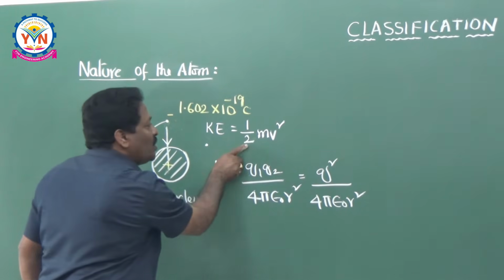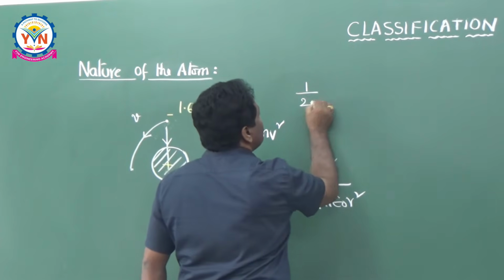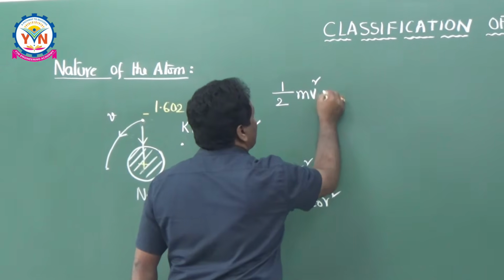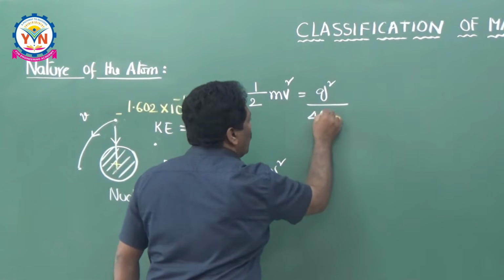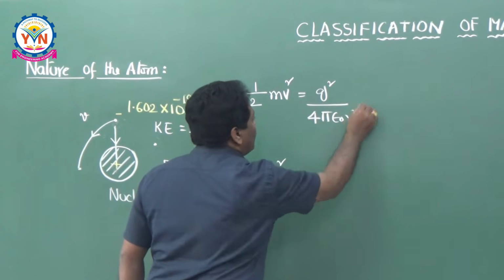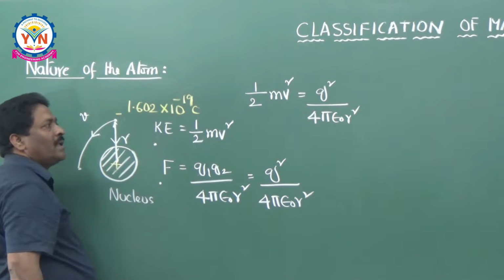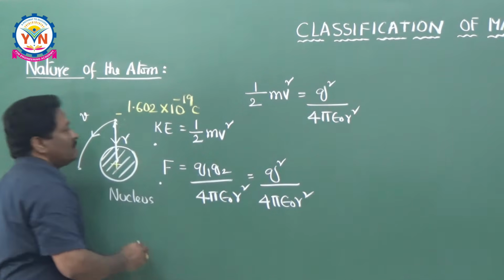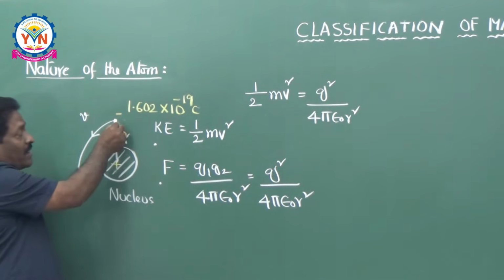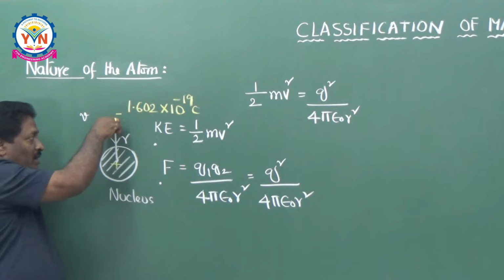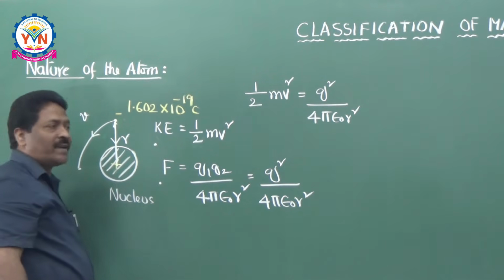If these two are equal, half m v square, the kinetic energy of the electron, is equal to Q square by 4 pi epsilon naught into R square, where R is the distance from the proton to the electron. If both are equal, they are balancing each other. That's why the electrons do not come directly into the nucleus. They are revolving around it. Very simple, my dear friends.